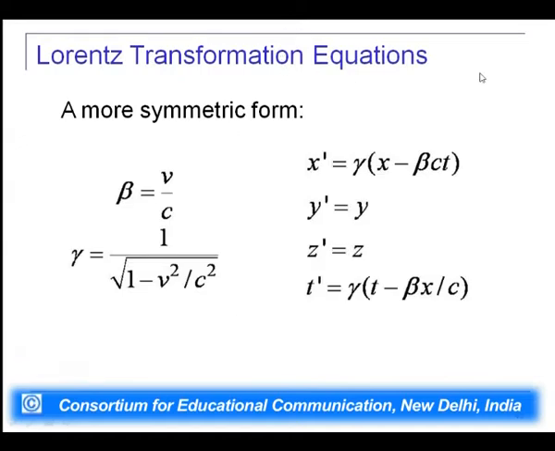Hence the Lorentz equation in more symmetric form is defined as follows. Here we define v by c as beta, and gamma is defined as 1 by the root of 1 minus v square by c square. Then x dash is equal to gamma times (x minus beta c t), y dash is equal to y, z dash is equal to z, and t dash is equal to gamma times (t minus beta x by c).